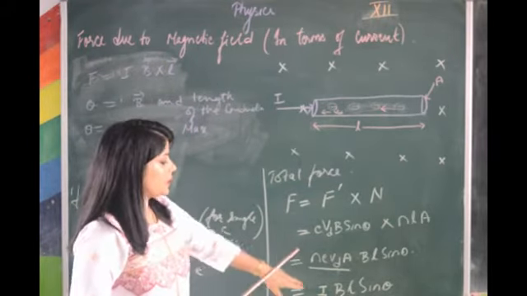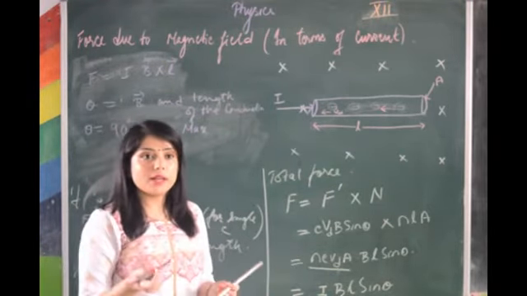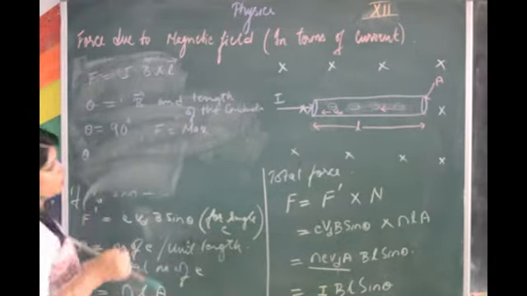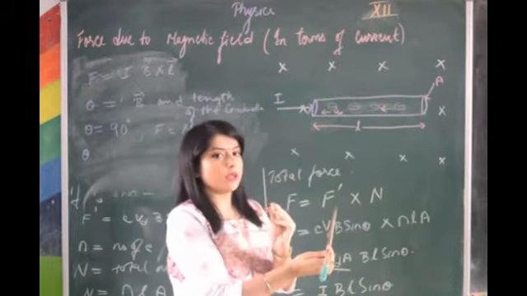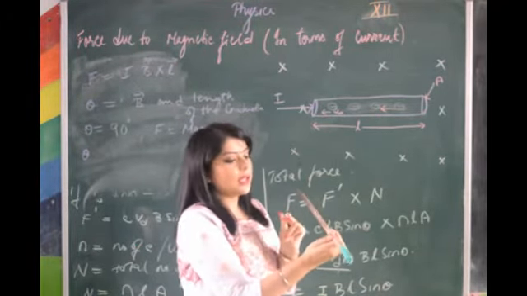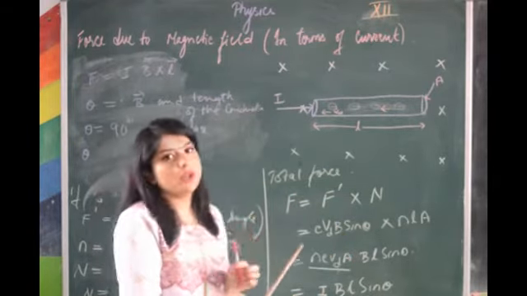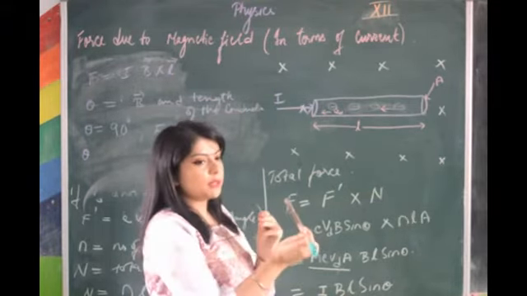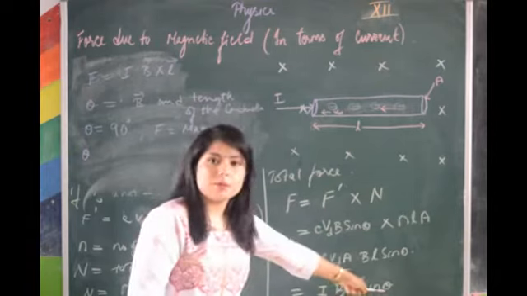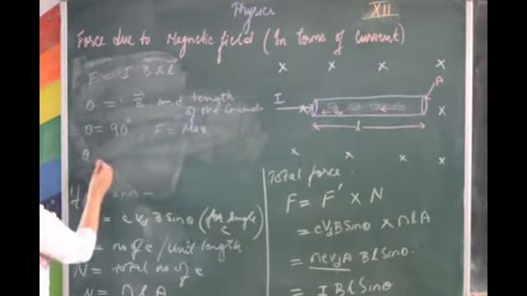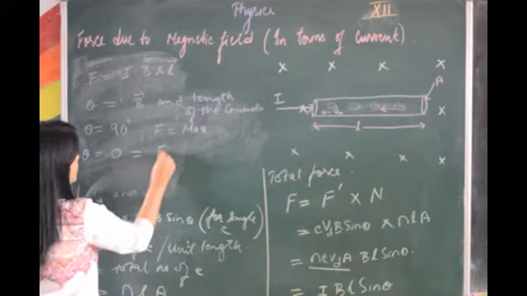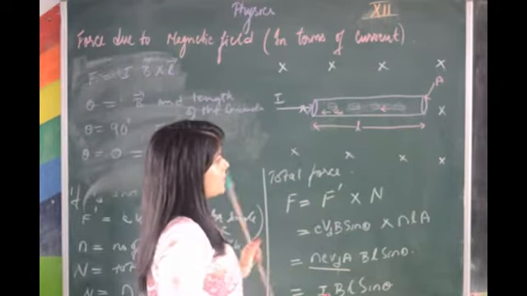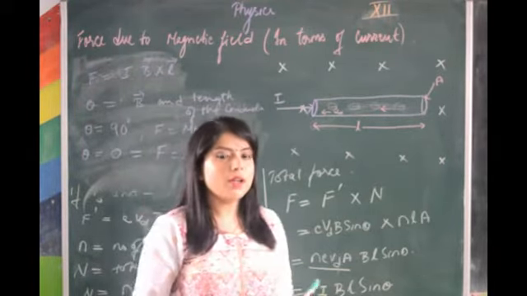Now at what value will the force be 0? It will be 0 when theta is 0 degrees, when the conductor is parallel. So if the magnetic field and the conductor are placed parallel to each other, then the force due to the magnetic field will not be experienced by the conductor. It will be 0 because when parallel, theta becomes 0 and sine 0 is 0. So when theta is 0, force becomes minimum.